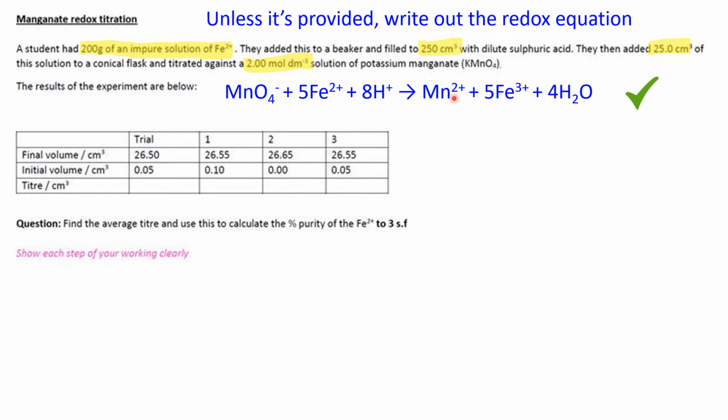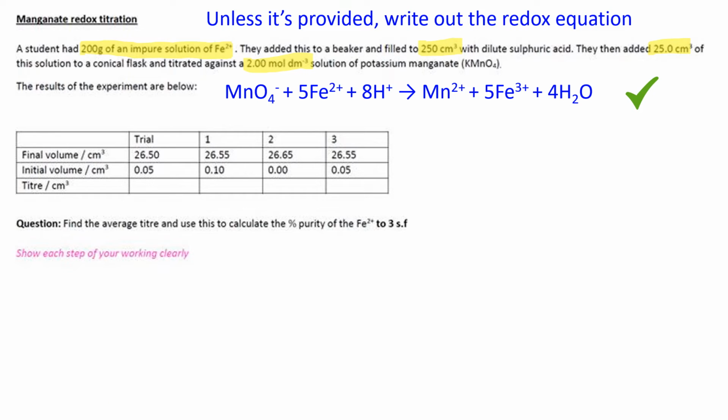Now those 5 electrons have to come from somewhere. That somewhere is your iron. Your iron starts as 2+, ends up as 3+. That's only a loss of 1 electron. So you have to have 5 irons, each giving away 1 electron, to provide the electrons that the Mn needs to turn it to Mn2+. So from +7 to +2.